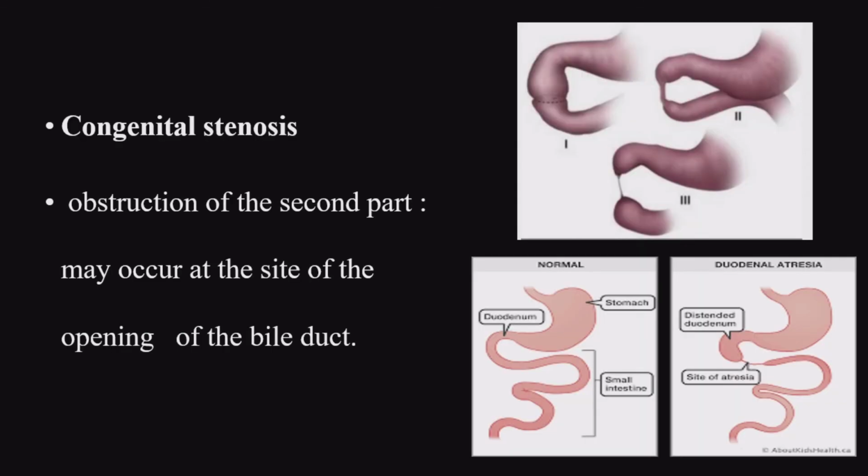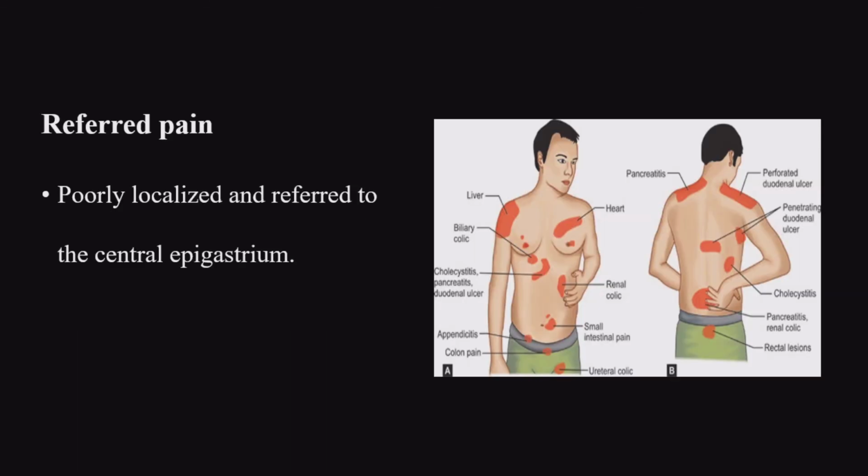Congenital stenosis and obstruction of the second part of the duodenum may occur at the site of the opening of the bile duct. Referred pain of the duodenum. The pain arising from the duodenum is poorly localized and referred to the central epigastrium.